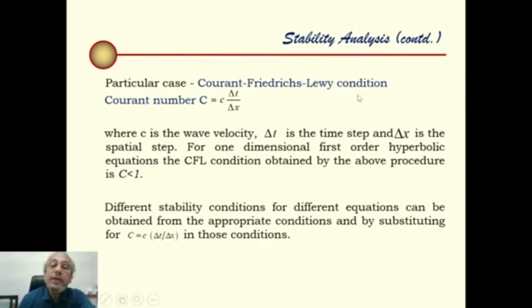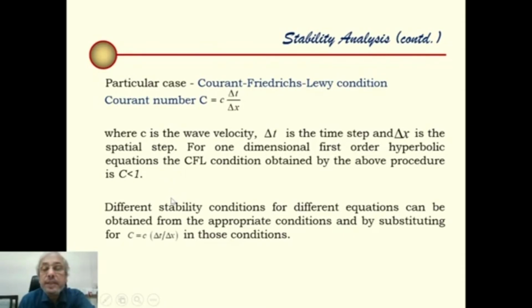So the Courant-Friedrichs-Lewy condition is based on the Courant number, c. Here it is the wave velocity times delta t by delta x, where c is the wave velocity, delta t is the time step, and delta x is the spatial step. For a one-dimensional first-order hyperbolic equation, the CFL condition obtained by the above procedure is c less than 1.